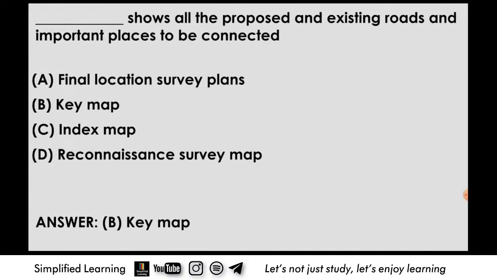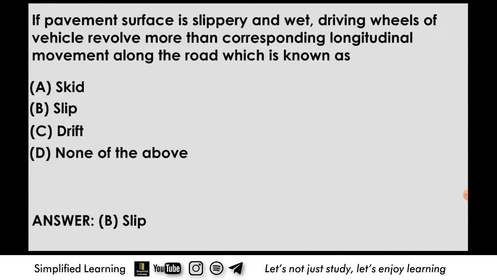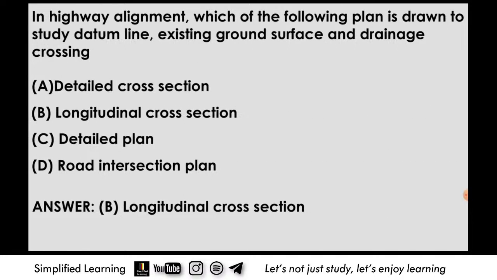Key map shows all the proposed and existing roads and important places to be connected. General topography of the area where highway alignment passes can be studied using index map. If pavement surface is slippery and wet, driving wheels of vehicle revolve more than corresponding longitudinal movement along the road, which is known as slip. It is called as slipping. In highway alignment, which of the following plan is drawn to study datum line, existing ground surface and drainage crossing? It is longitudinal cross section.